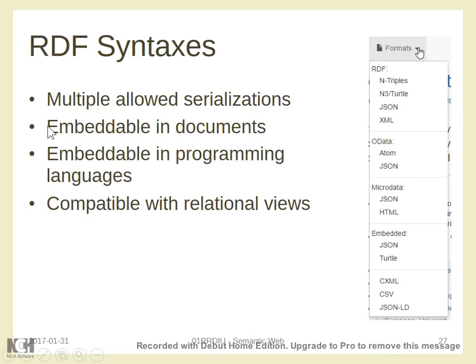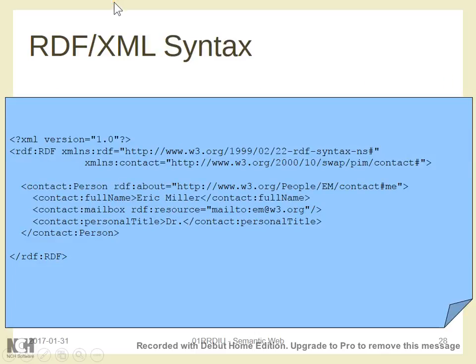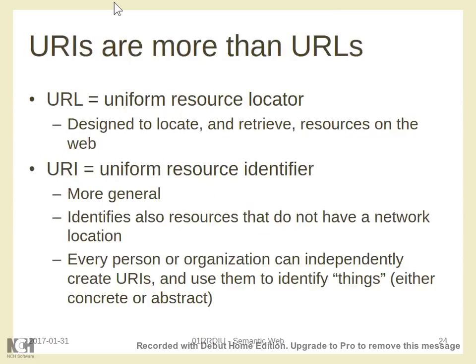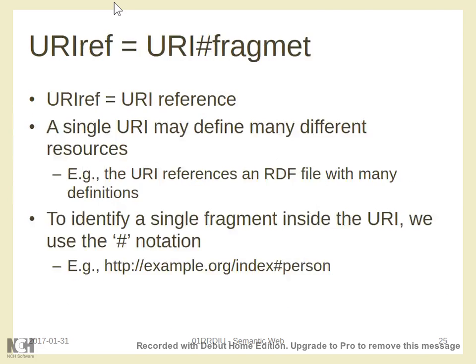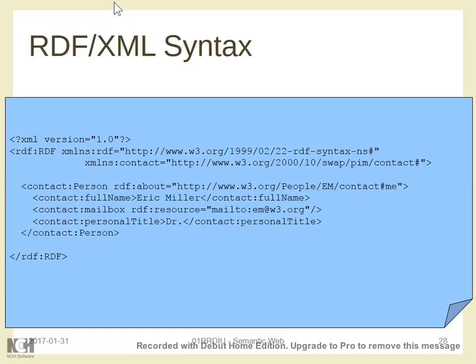So from this abstract graph syntax, we can have different serializations. Let's have a look at the more complete and also probably more complex one, which is the XML syntax. So RDF over XML, represented as an XML document. This is the XML fragment, one of the possible representations in XML of the same graph that we had here. It's an XML file whose top level element is RDF. So this is a general RDF file because the top level element of the XML file is an RDF root element. And then it contains several statements.